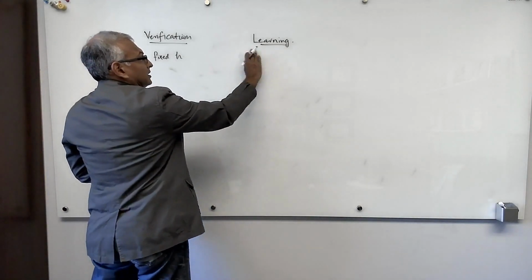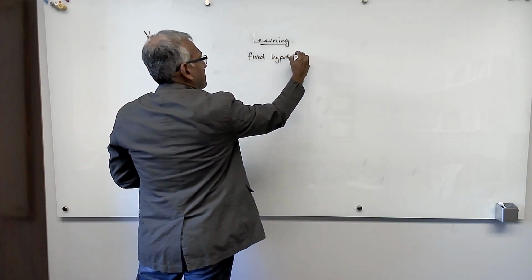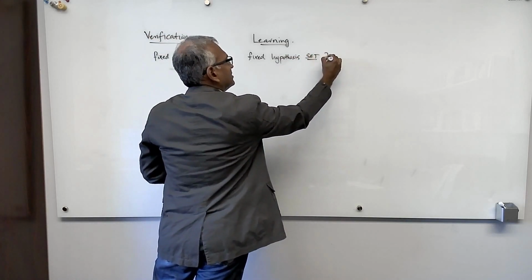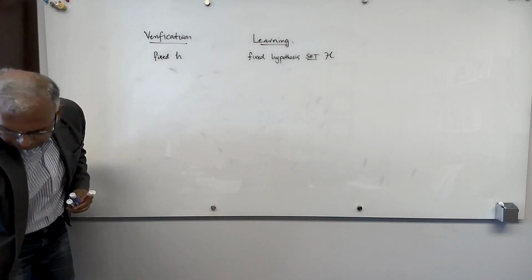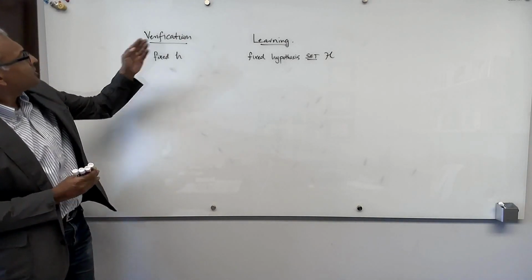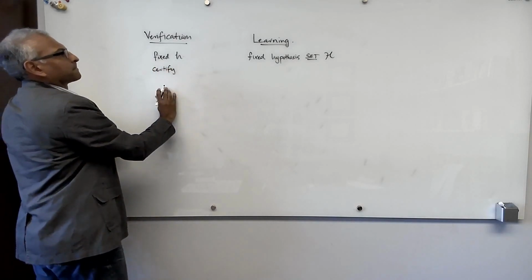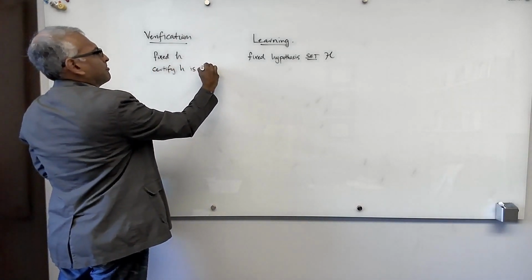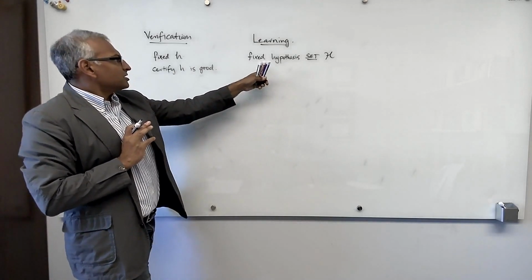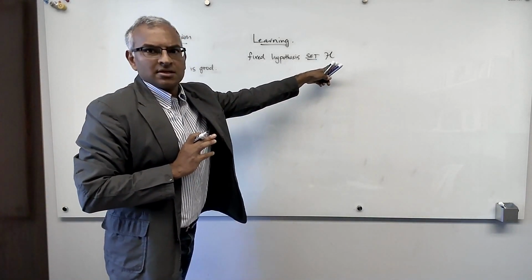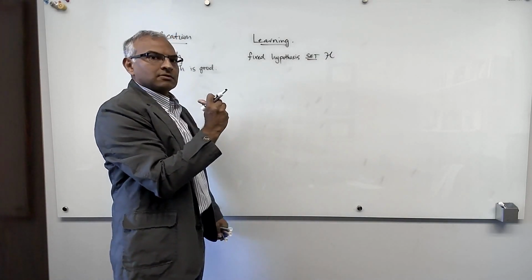Okay? So, in learning, you have a fixed hypothesis set, big H. And the goal in verification is you produce this H, and I'm going to certify that H is good. That's the goal in verification. But the goal in learning is not to certify the hypothesis set H. It's to certify a particular hypothesis G that is picked from H using the data.